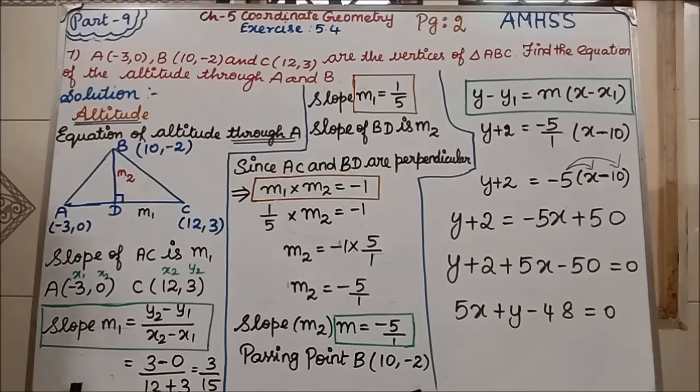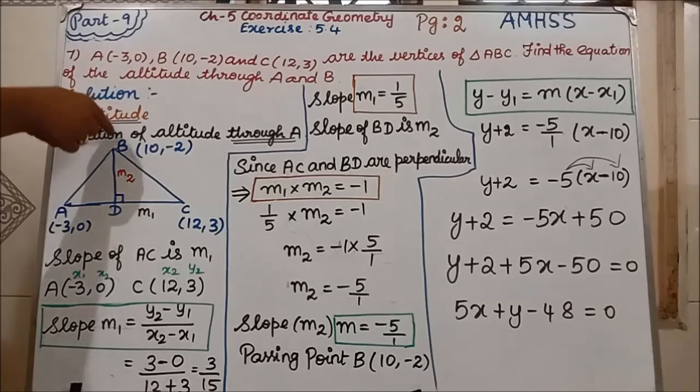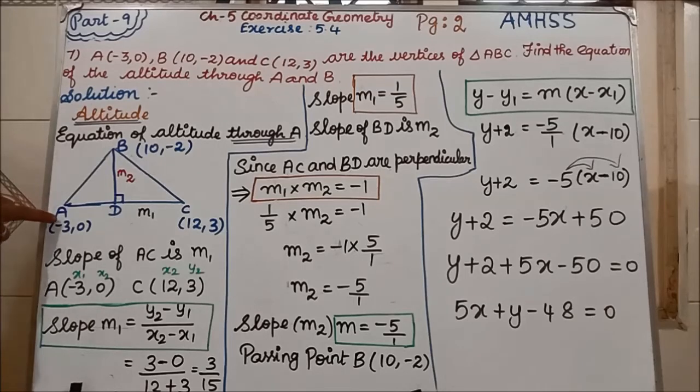In page number 1 we drew the altitude through the vertex A. But now we are drawing the altitude through the vertex B. But the procedure, the steps, everything is the same. Now first, what will we do?